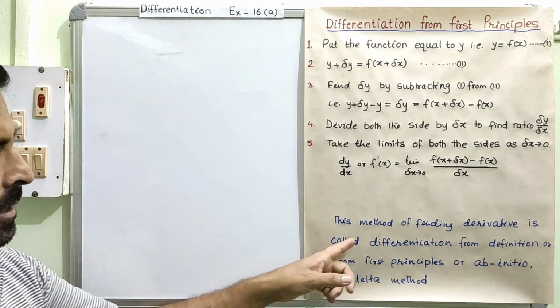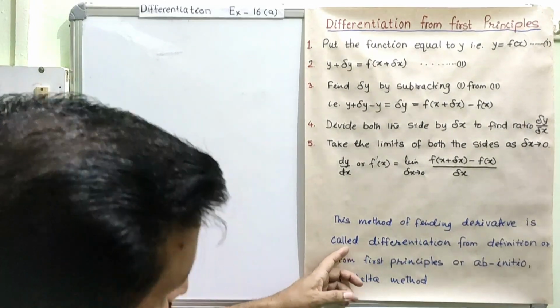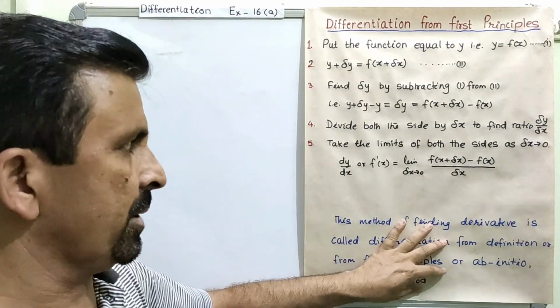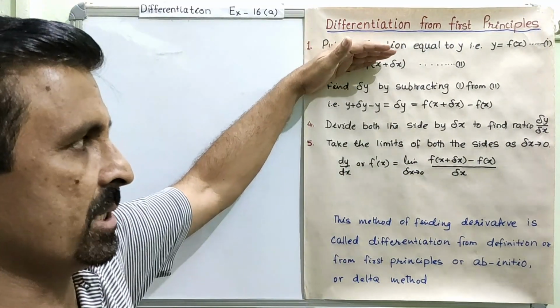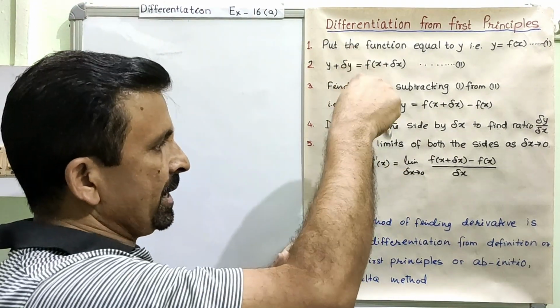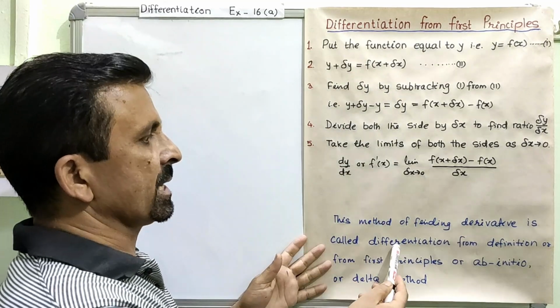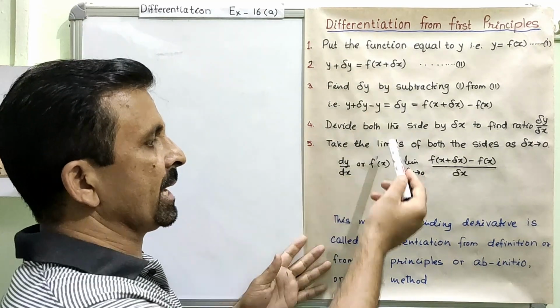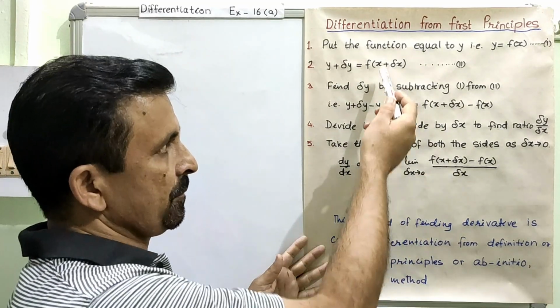Okay. Now here also I have given you a note. This is just for information. This is very important. You have to use it while solving the numerator, but this is just for information. This method of finding the derivative is called differentiation from definition. There are many names of this method.